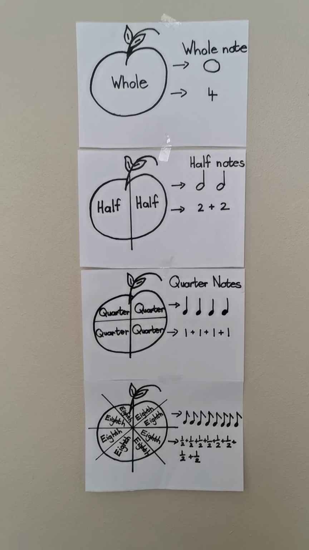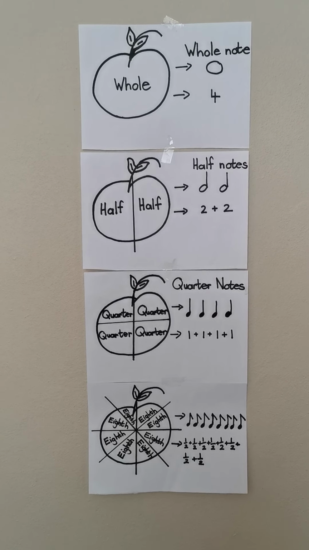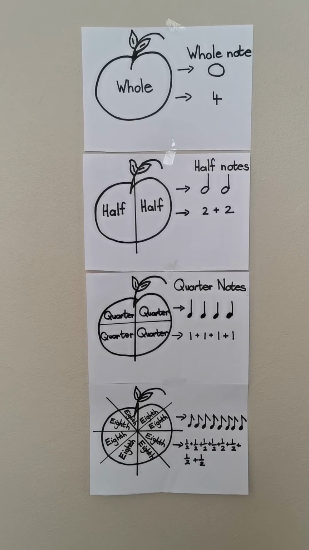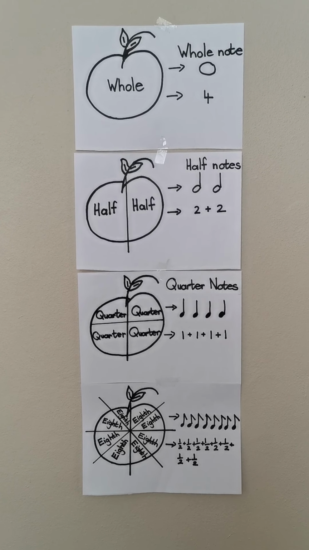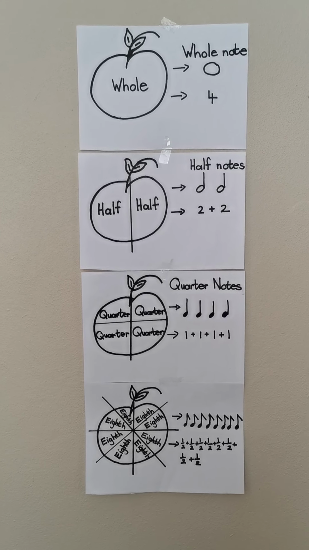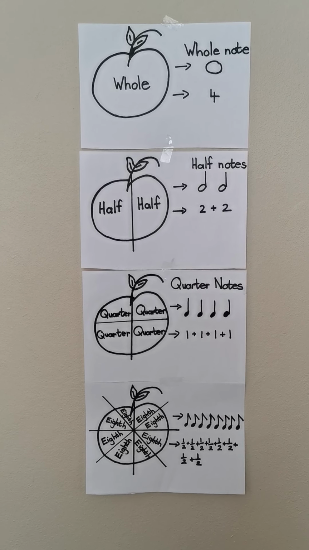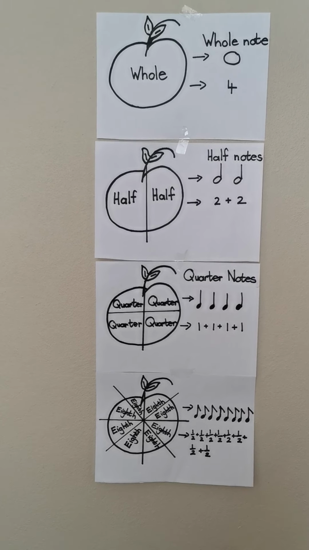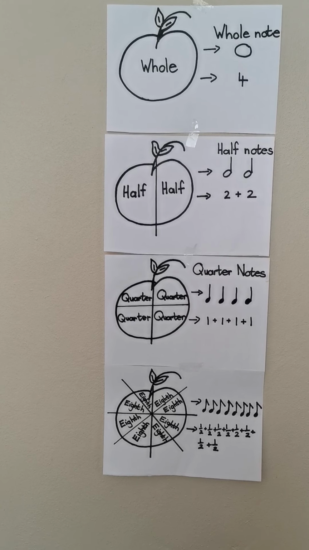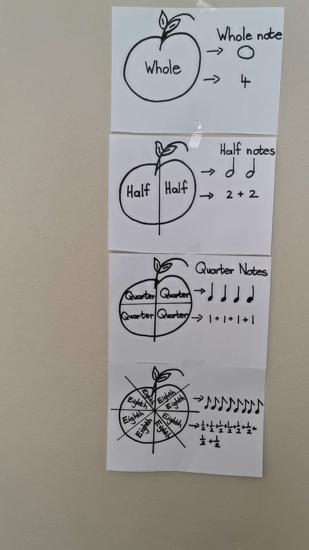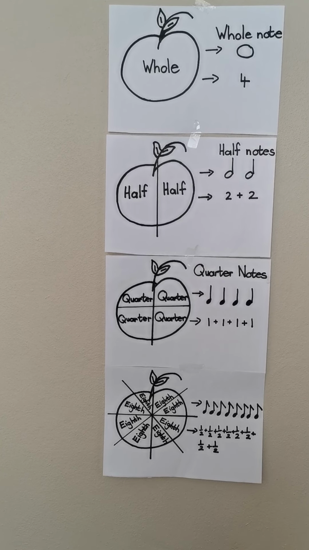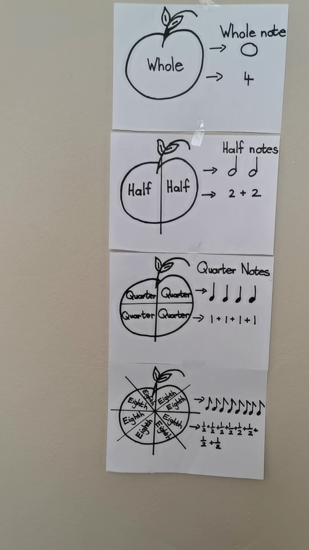Then your next note would be a half note. Now you know that when we cut an apple in halves, you will get 2 halves. And that you can see on this second picture. There are 2 halves. And the 2 half notes look like the ones you can see on the second page. 2 half notes, and 2 half notes will equal to 4 beats. A half note or a minim. So another name for a half note is a minim.